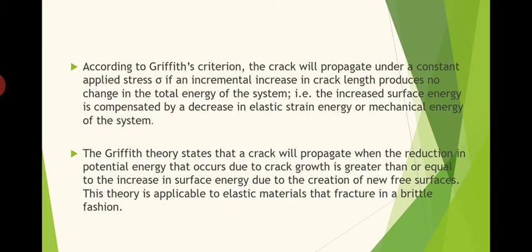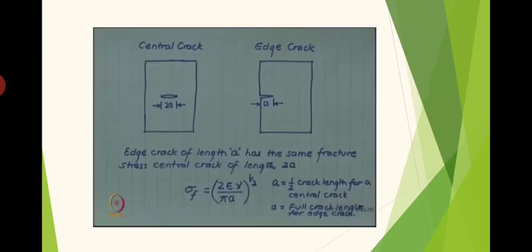The derivation of that equation is also important. Based on that equation, we can do some problems also. And I have mentioned this point also. See, cracks we will consider as two types. One is central crack and the other one is edge crack. If the cracks are at the edge, then the length of that crack itself is taken as a. If the crack is at the center, then usually half of that crack length is taken as a. So it is 2a, half of that is a.